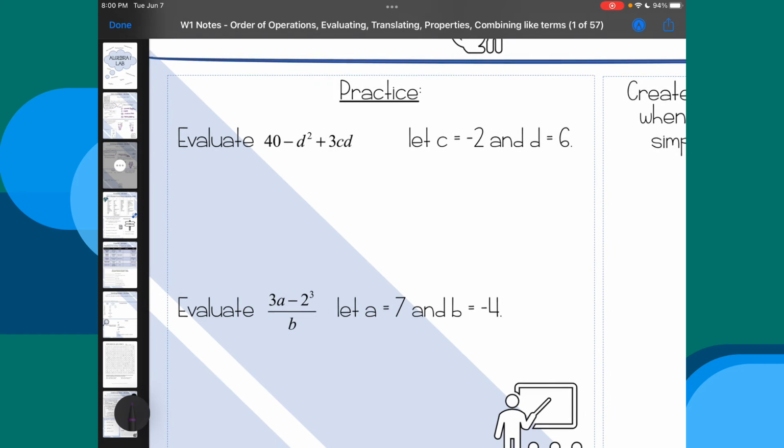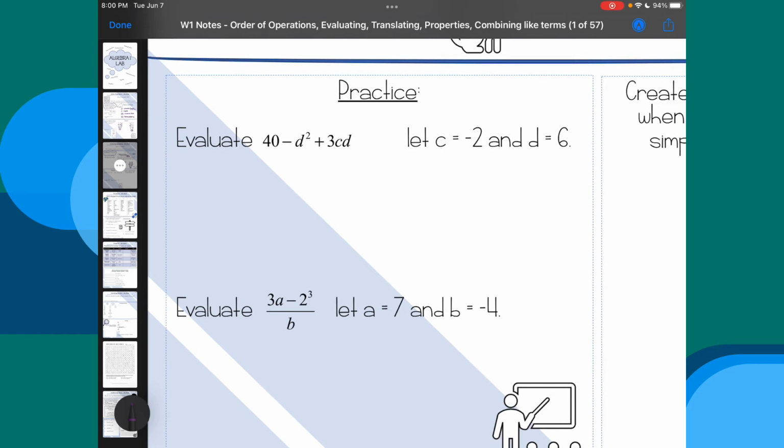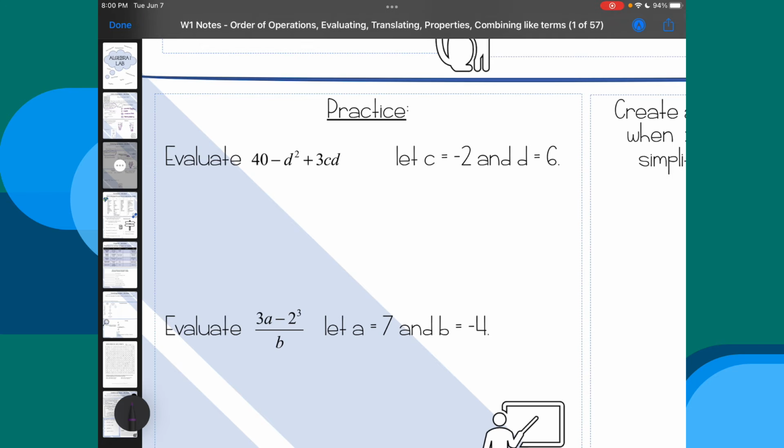Let's take a look at another example. So here it asks us to evaluate this expression: 40 minus d squared plus 3cd. C is equal to -2 and D is equal to 6.